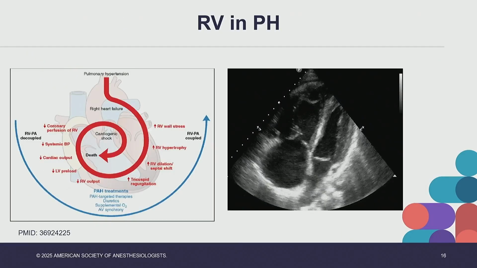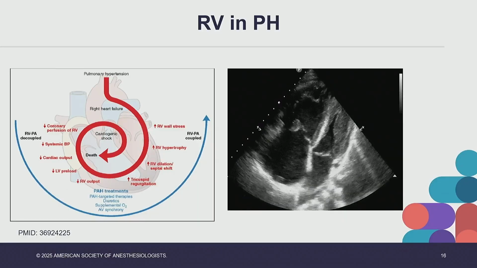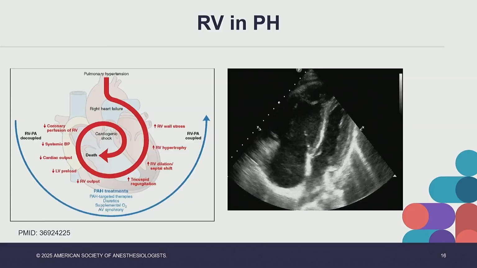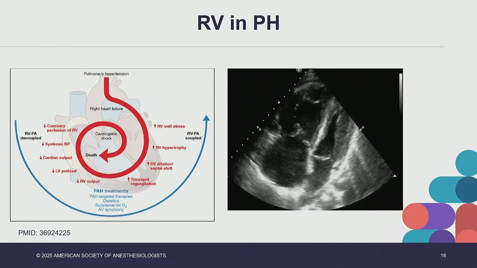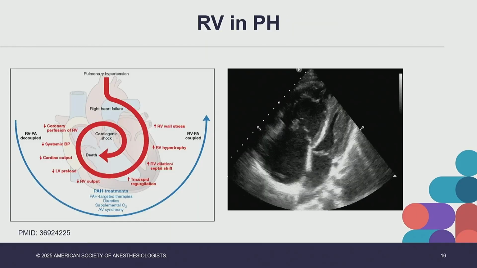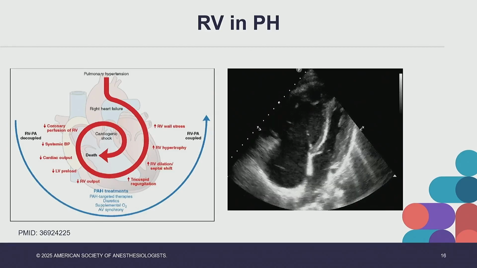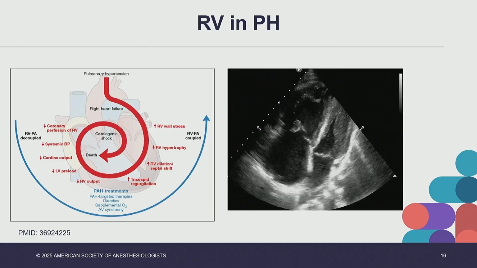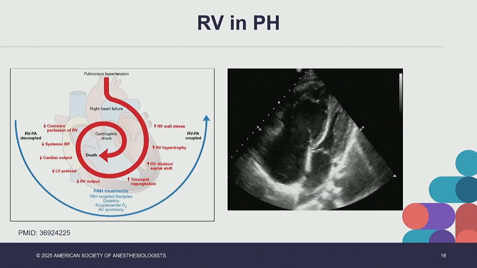So over time, because of the elevated pulmonary afterload for the right ventricle, it leads to right ventricular hypertrophy, septal shift towards the left, decreased RV output, worsening tricuspid regurgitation, low cardiac output, and eventually, unfortunately, death.